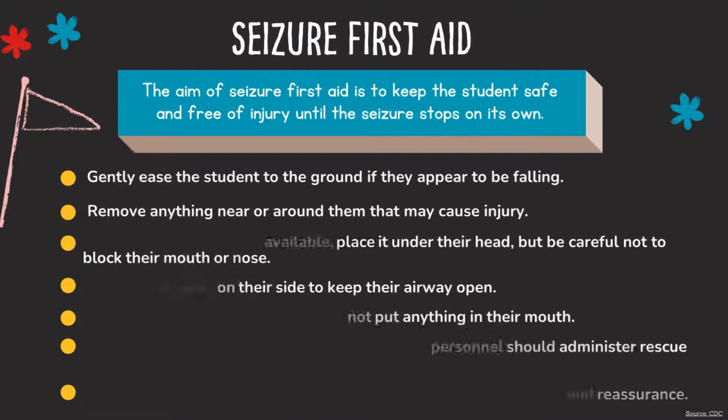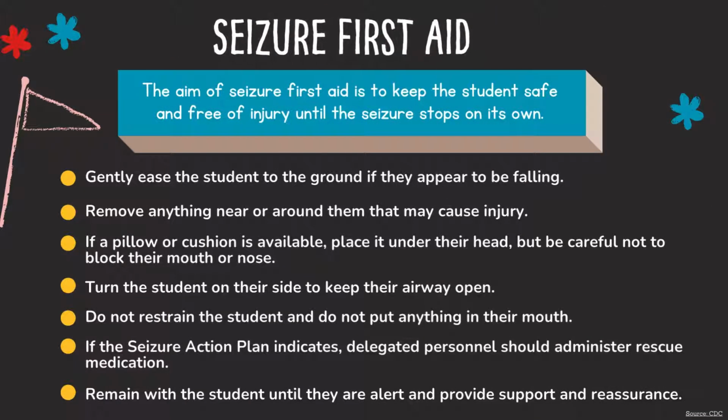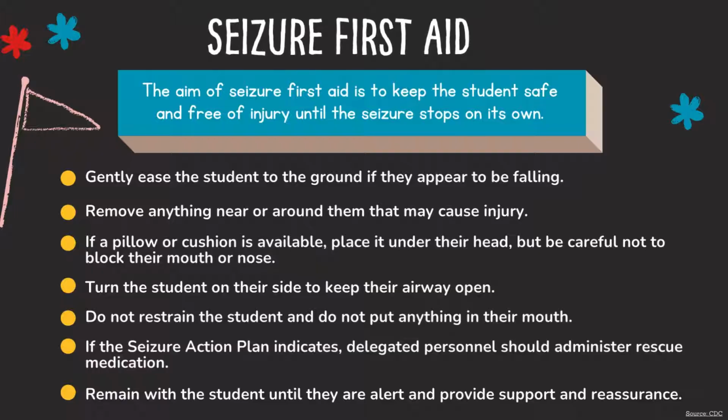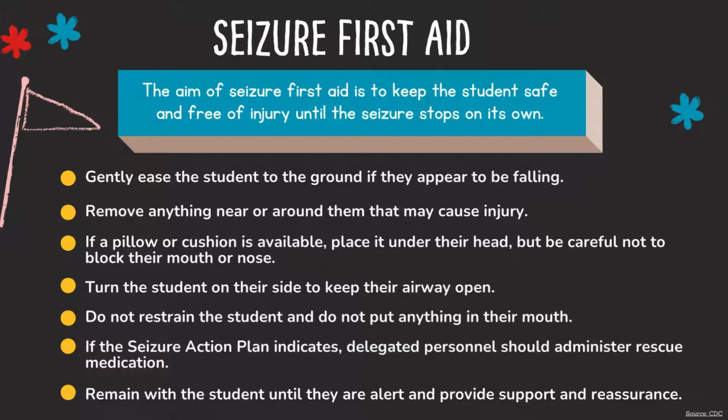First aid for a generalized seizure involves keeping the student safe and free from injury until the seizure resolves on its own. First, you want to gently ease the student to the ground if they appear to be falling. Next, remove anything near or around them that may cause injury. If a pillow or cushion is available, place it under their head, but be careful not to block their mouth or nose or inhibit their breathing in any way. Turn the student on their side to keep their airway open. And whatever you do, do not restrain the student and do not put anything in their mouth.